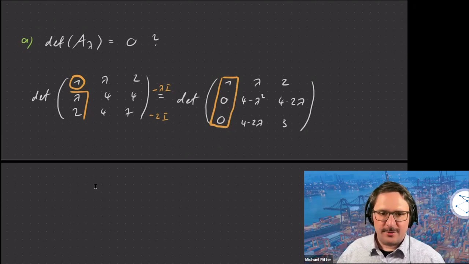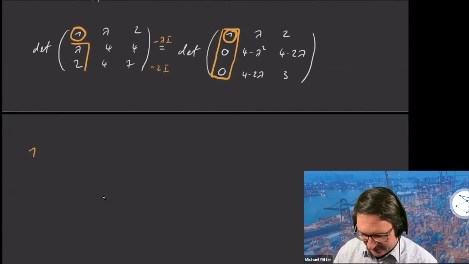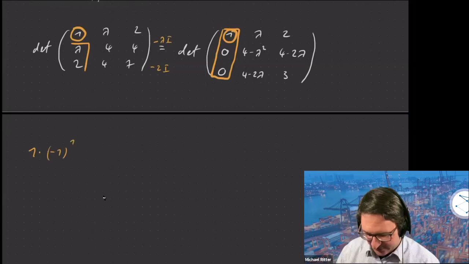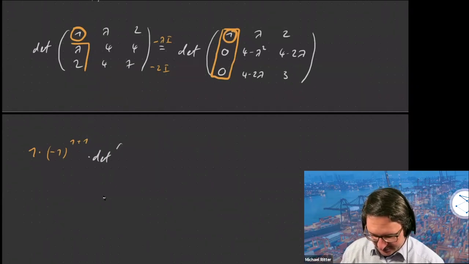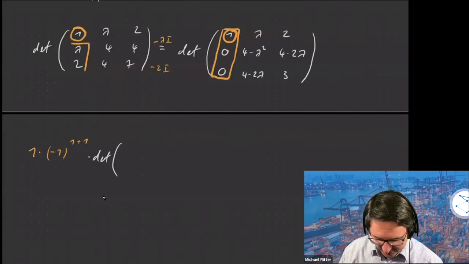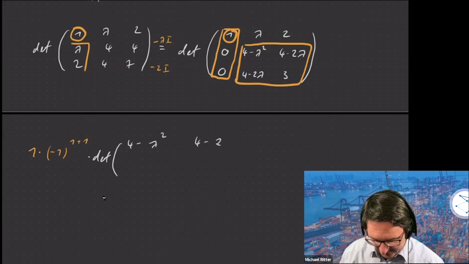And at this point, I would do Laplacian expansion. So what we get here is only an entry for this first one here. All the others will be zero. So that's one times (minus one) to the power of one plus one, row one, column one. So we have one plus one. And then we get the determinant of, let's see, we delete the first column and the first row here. So the determinant of this part here is what's left. So this is 4 minus lambda squared, 4 minus 2 lambda, 4 minus 2 lambda, and 3.